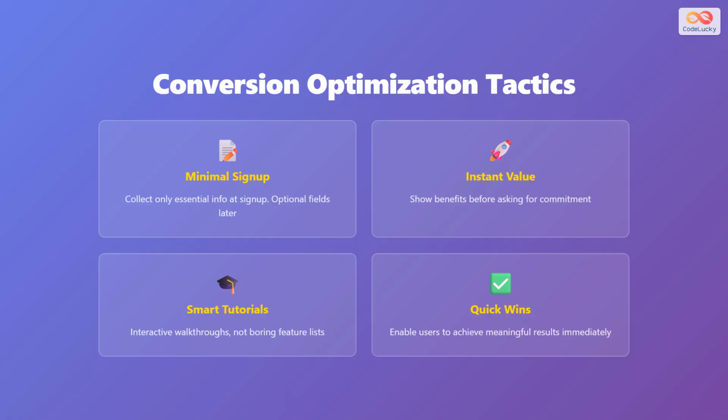4 tactics boost conversion during onboarding. First, minimal sign-up. Collect only essential information at sign-up. Ask for optional details later. Second, instant value. Show benefits before asking for commitment or payment. Third, smart tutorials. Use interactive walkthroughs instead of boring feature lists that users skip. Fourth, quick wins. Enable users to achieve meaningful results immediately so they feel the product works.